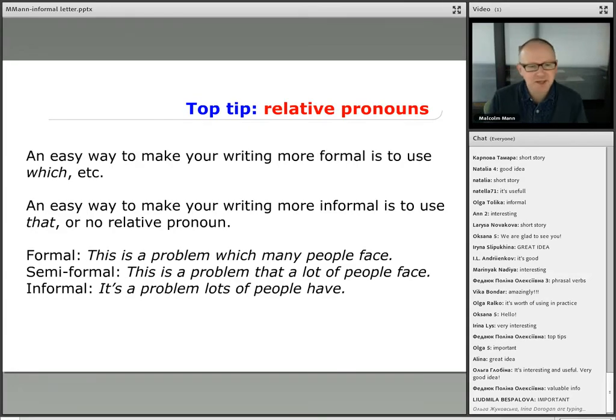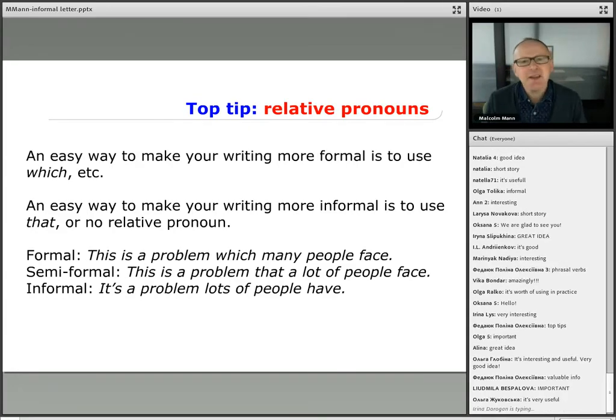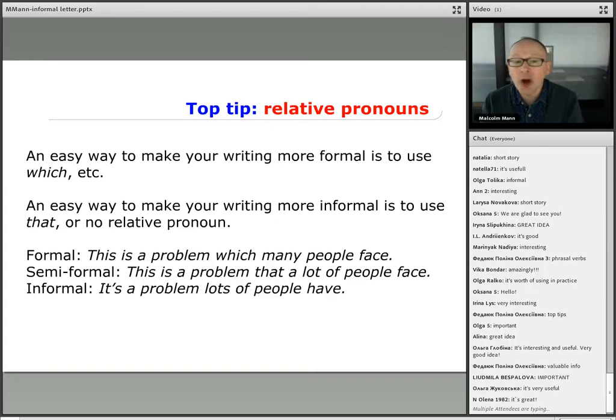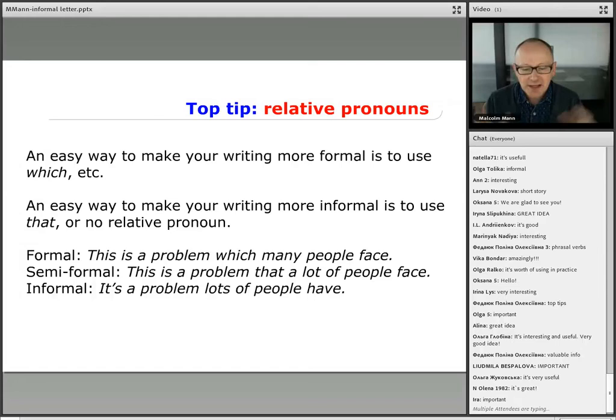Relative pronouns, this is an interesting one. An easy way to make your writing more formal is to use which, etc., and who. An easy way to make your writing more informal, when it's grammatically possible, is to use that or no pronoun at all. So formal, this is a problem which many people face.